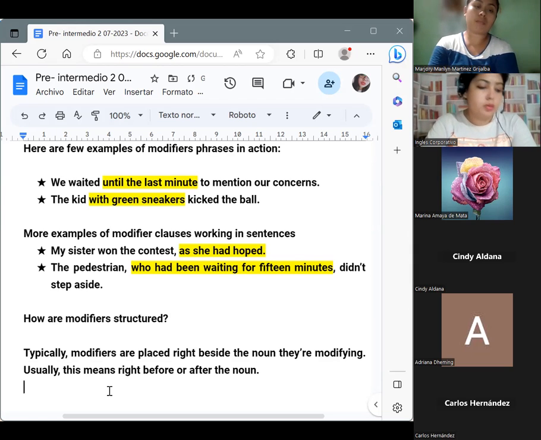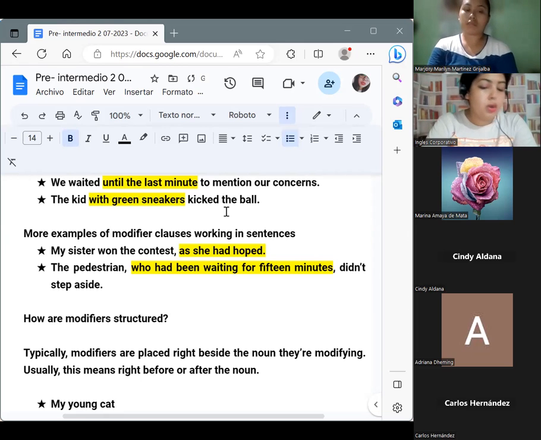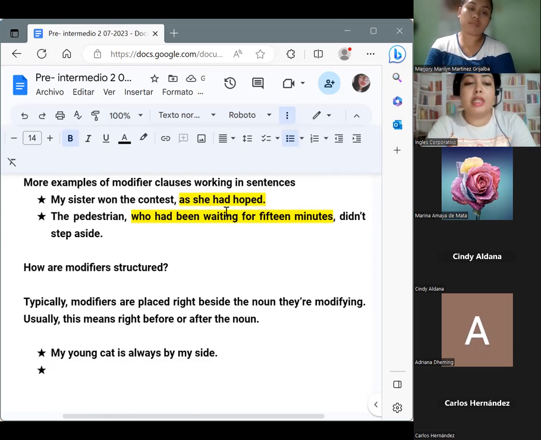For example, my cat is, no, in this case, we need to add something else. So let me put here, my young cat is always by my side. So I am modifying the word cat, so I am adding something else. My young cat is always by my side.